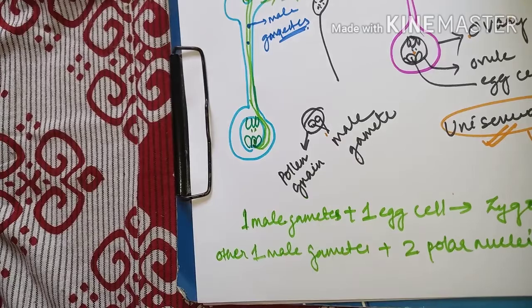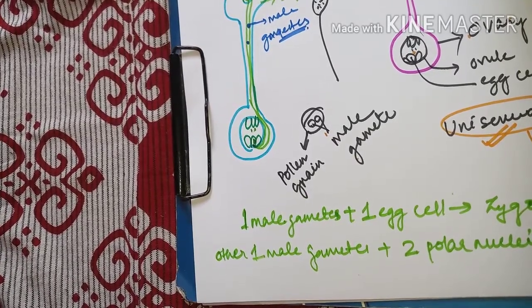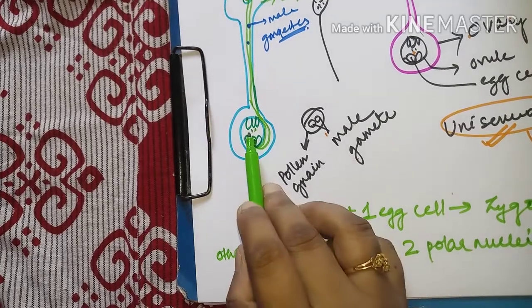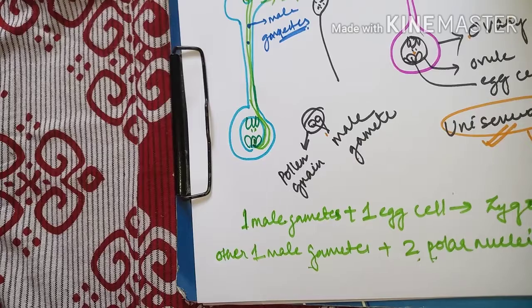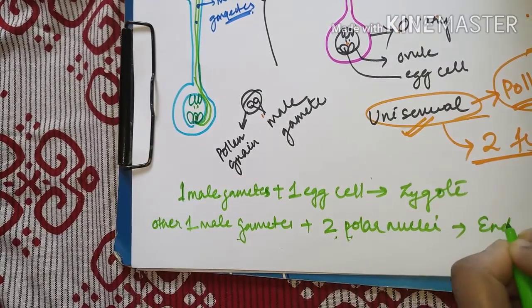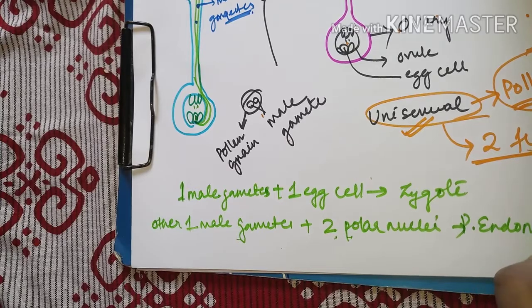There are two polar nuclei which are moving in the cytoplasm of the ovule, which you will read in higher class as the embryo sac. So here there are two polar nuclei. There will be fusion and it will form the endosperm, or the primary endosperm nucleus, which in future will form other things.